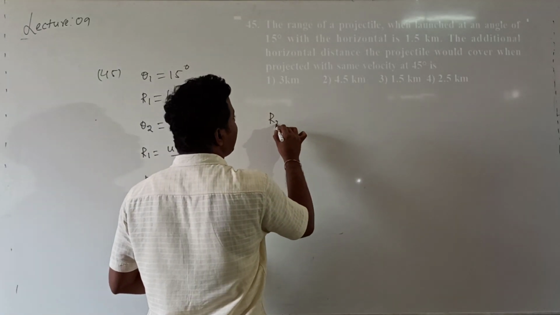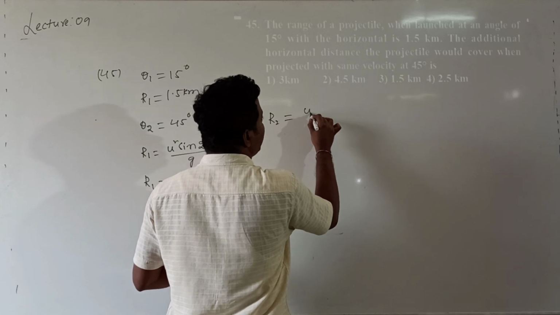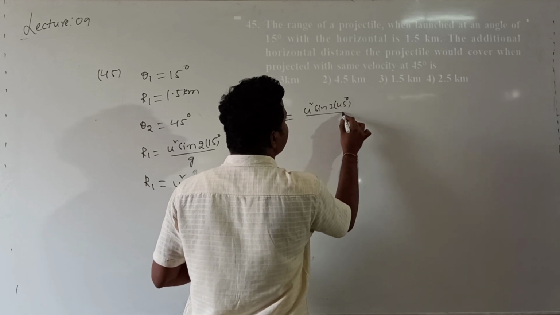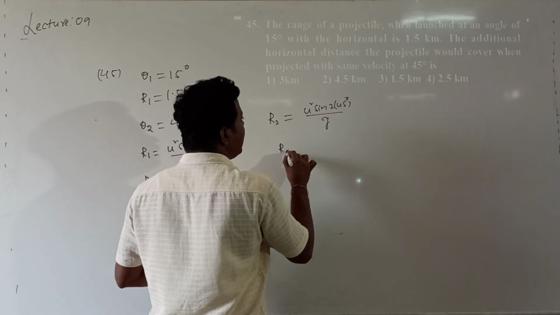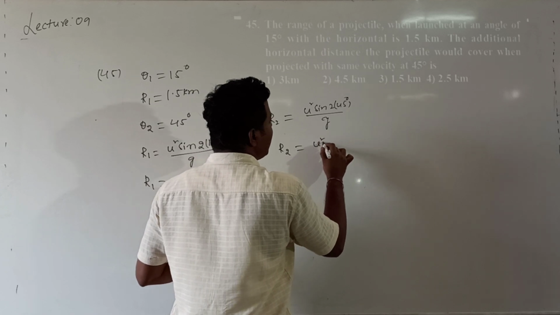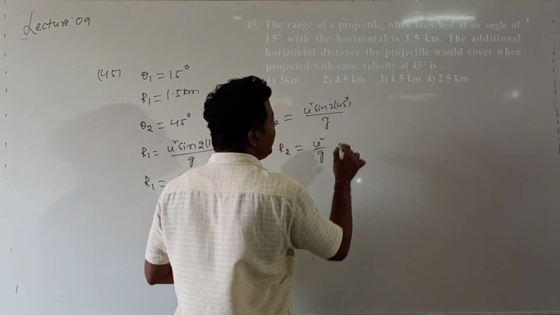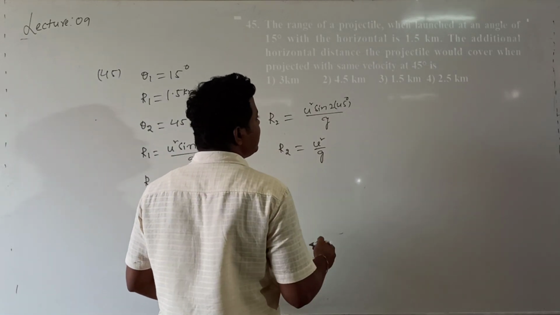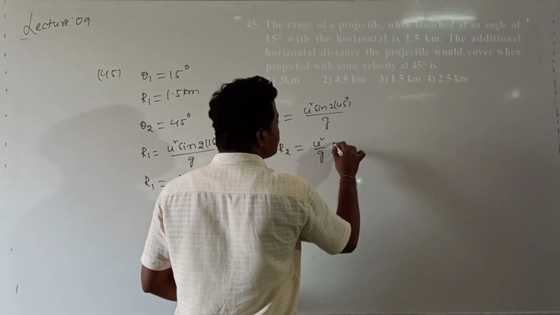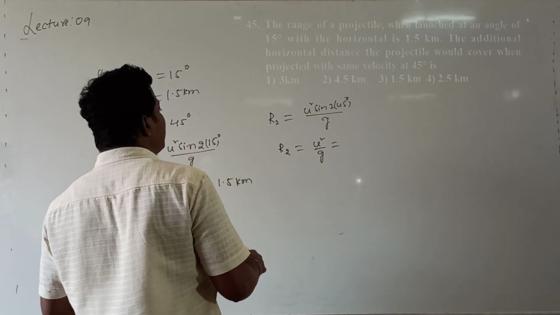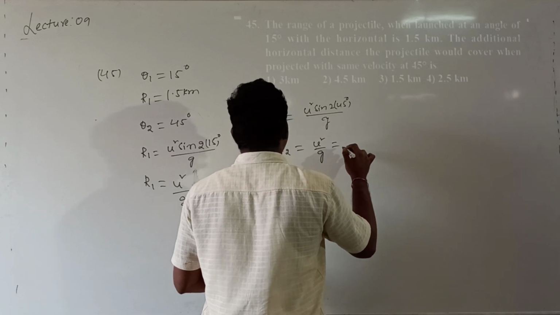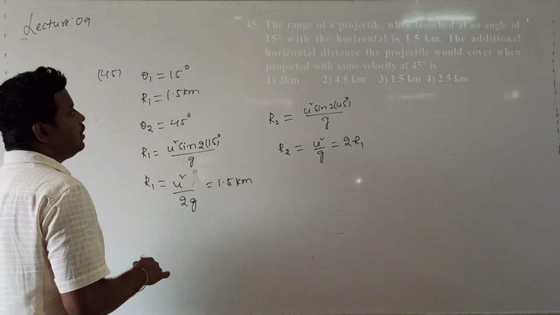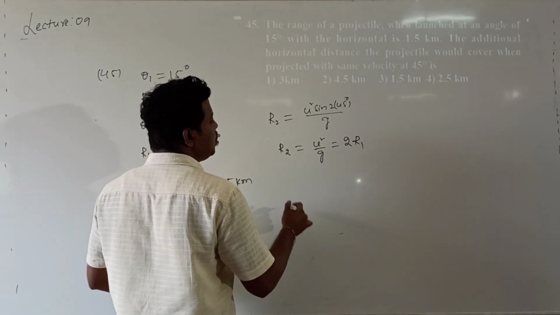Now I want to calculate R2, the range for angular projection at 45 degrees. R2 is u square into sin 2 into 45 degrees divided by g. So R2 will be equal to u square divided by g. 2 into 45 degrees is 90, and sin 90 degrees is equal to 1. So u square by g. This u square by g value will be how many times R1? 2 times the R1 value. Correct? Is it okay now? So R2 is equal to 2 into R1.